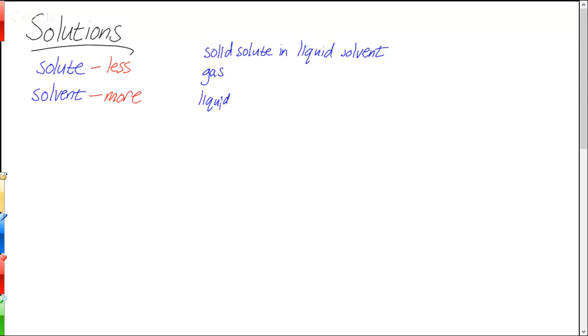Some examples of that, a solid solute in a liquid solvent might be something like salt water, where the salt is dissolved in the water. So salt is the solid and water is the liquid. Gases can be dissolved in liquid also. So for instance, hydrochloric acid, which we've used, is HCl, but the actual pure compound HCl is a gas. Hydrogen chloride is a gas. So the hydrochloric acid HCl that we use in lab is actually that gas dissolved in water.